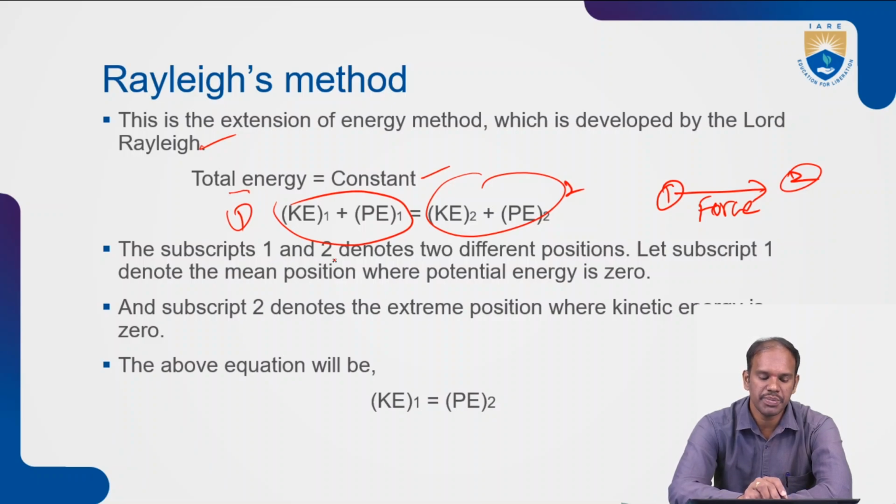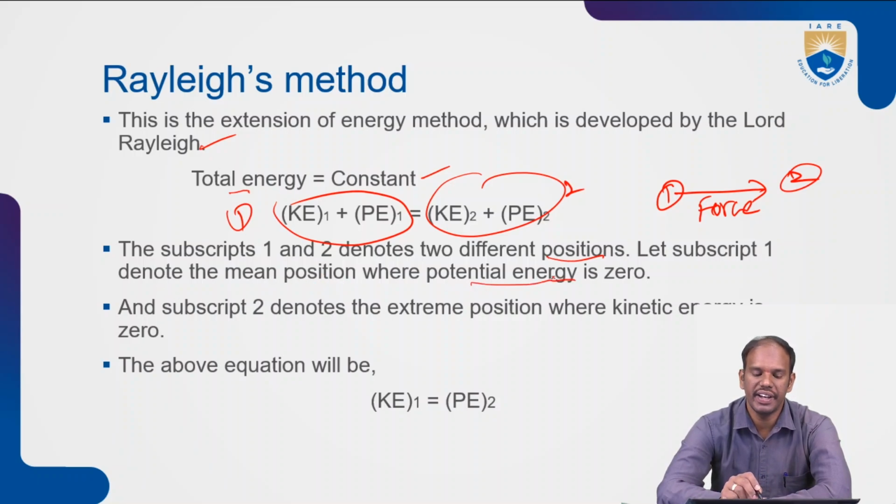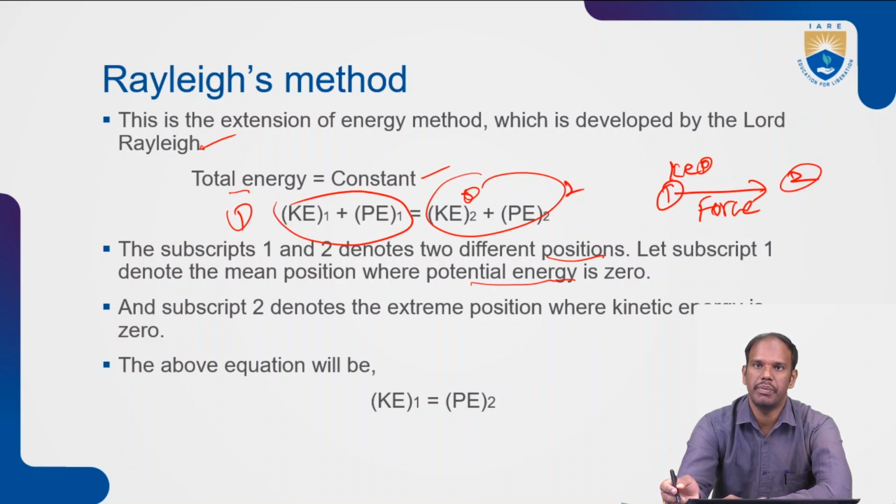So subscript 1 and 2 denote the positions. Subscript 1 is the mean position, where the potential energy is 0 and the kinetic energy is at its maximum. Subscript 2 denotes the extreme position, where the kinetic energy is 0. So in the above equation, we have taken kinetic energy equal to potential energy.